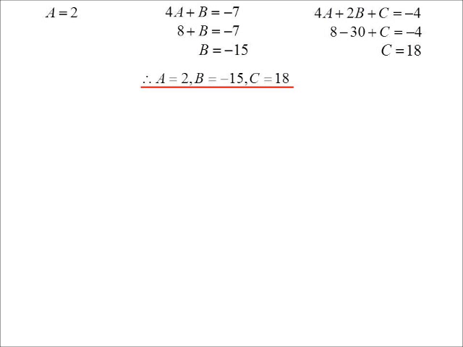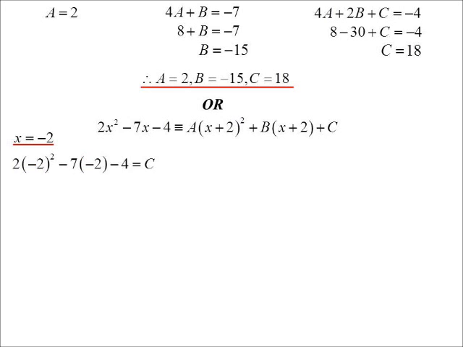Of course, another way I could do it is by choosing clever values of x to substitute in. Because if it's true for all values of x, I can say, well, let x equal negative 2. Because then on the right-hand side, the a will become 0, the b coefficient becomes 0, and I'll just have c equals this. So sub in negative 2, and sure enough, we get c equals 18.